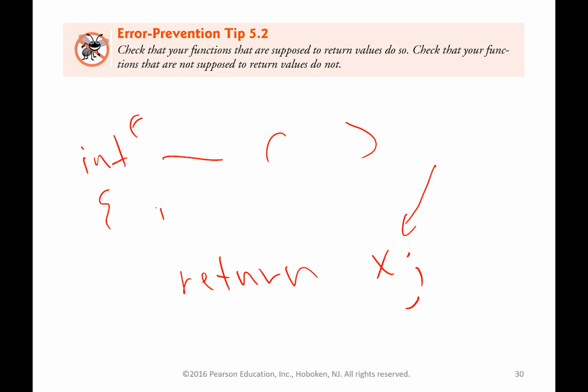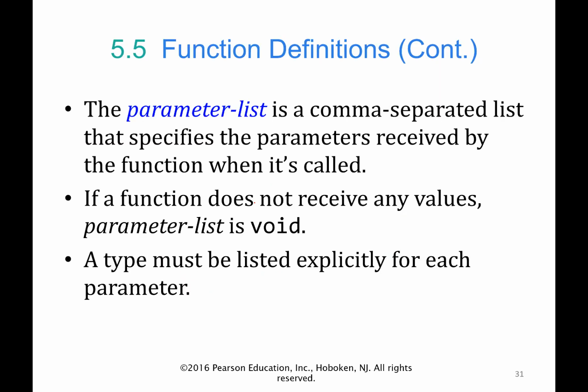So we have to assume that there should be some int x in our function, and we can declare variables within functions. We haven't got to that point yet. The parameter list is a comment. If it doesn't receive that, a type must be explicitly listed for each parameter. So you can't say, and I'm going to call power, for example, we'll call it something different here.